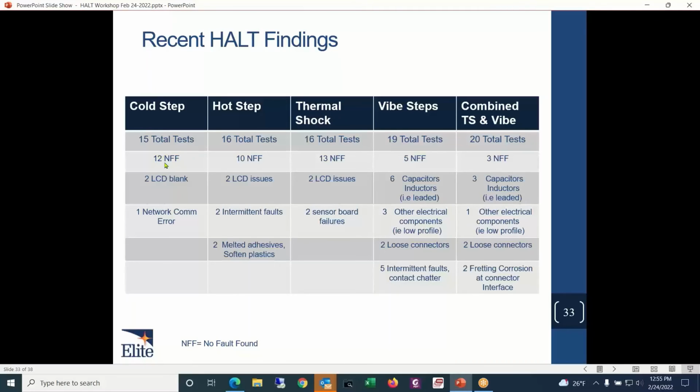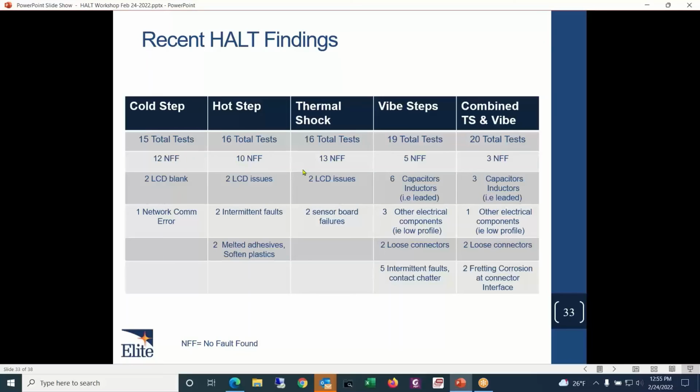in 12 of those cases, there was no fault found when we did a cold step. We got down to minus 60, minus 70, minus 100 degrees C, and there really wasn't an issue going cold. Looking at the hot step stress test, there were 10 situations out of 16 where we really didn't find any kind of a high temperature related fault of any sort. Thermal shock, 13 out of 16, no fault found on those. However, when you come to the vibe and the combined vibe with thermal shock, you'll see that there were far fewer no fault found situations.